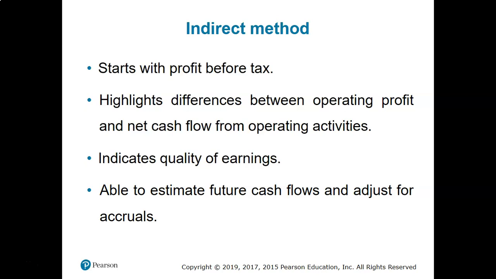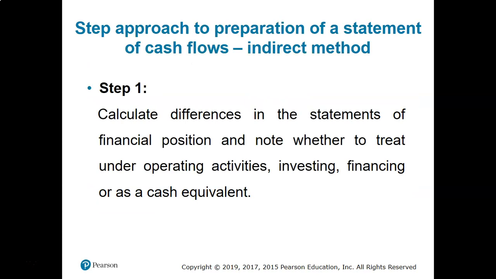So this is how we have to adjust the accruals to find out the cash positions from profit. This is the indirect method. So more specifically, how we will do it. Step 1, calculate the differences in the statement of the financial position. Financial position statement, as we know already, means balance sheet.